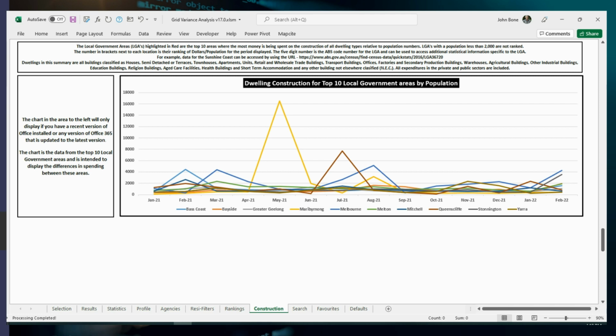This graph will only be available for users with Office 365 installed. Other versions may work but can't be guaranteed. Information about the ABS and its reporting and statistical analysis is included in a separate document.